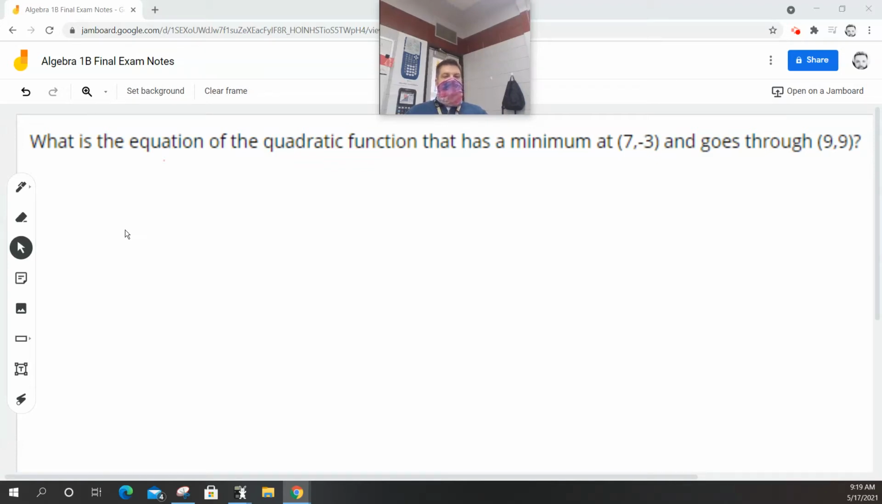All right. So this one says, what is the equation of the quadratic function that has a minimum at (7, -3), and goes through (9, 9)? Well, remember, minimum is the vertex. So we did it on the last problem. We might as well do it on this one. Let's write the equation in the vertex form.